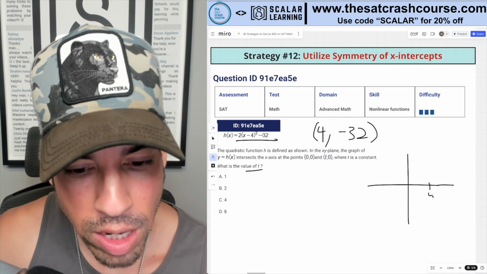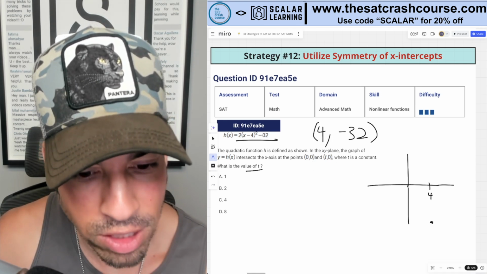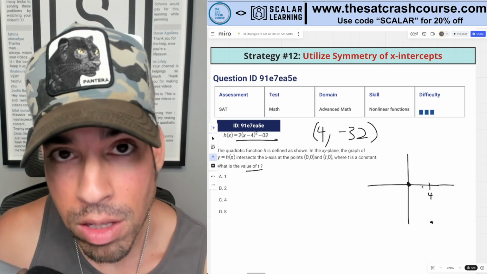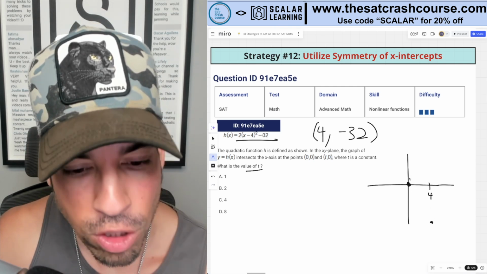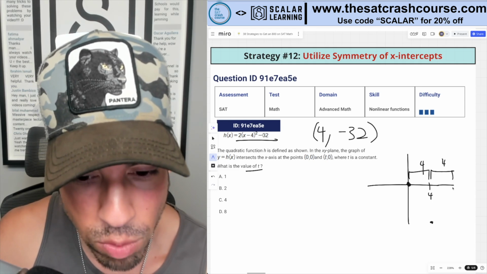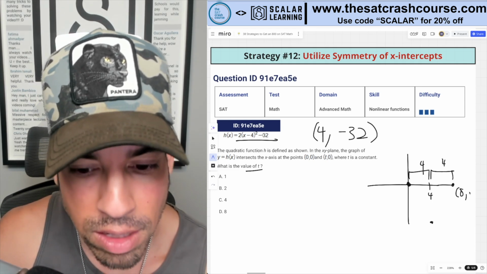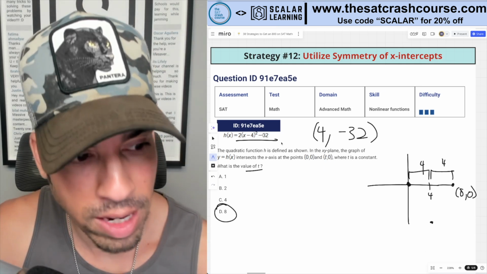And since we know now that the vertex is at (4, -32), and we know that one of the x-intercepts is at (0, 0), the other one must be equidistant to the vertex, right? So this one right here is 4 away to the left. The other one must be 4 to the right, meaning it's going to be at (8, 0). Therefore, t is 8.